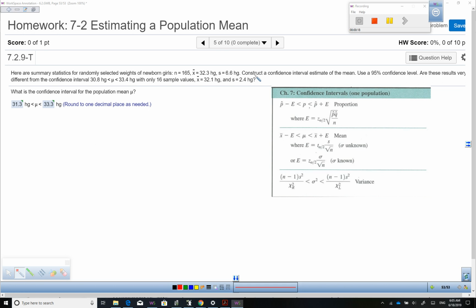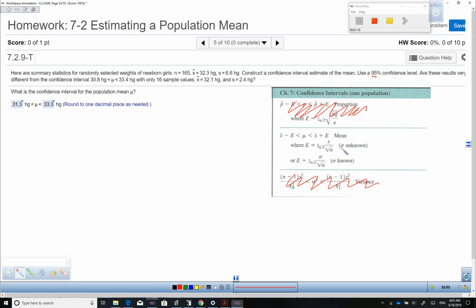You will find a confidence interval estimate of the mean using a 95% confidence level. In this problem, we need to decide whether we use this formula or this formula right here. This one is for proportions, so we don't use this one right here. And this one is for variance. We don't use this one right here.